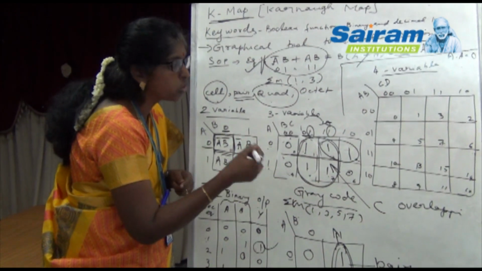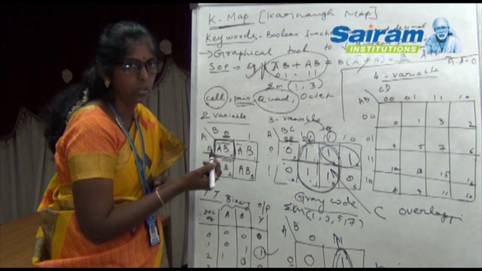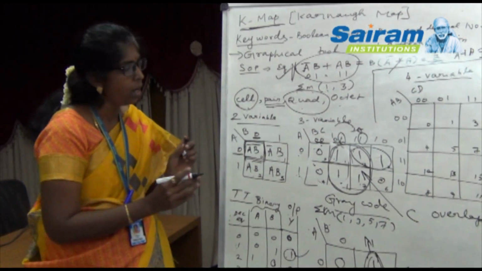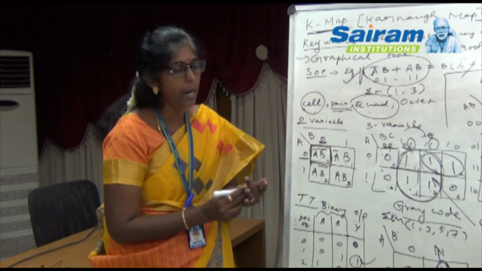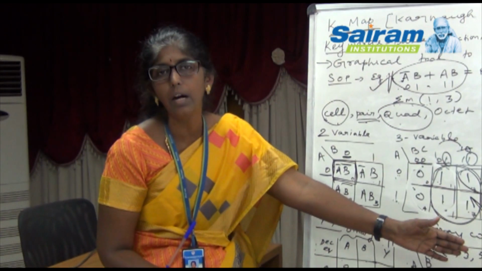Like that, wrapping around is also allowed. So the Karnaugh map is used to reduce the Boolean function, and directly you can get the reduced expression.